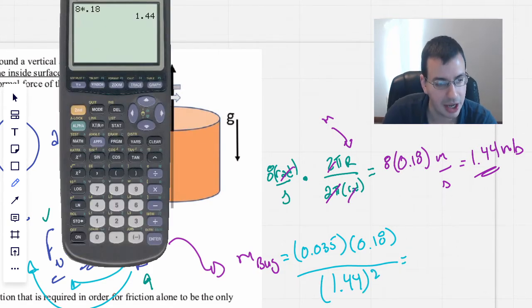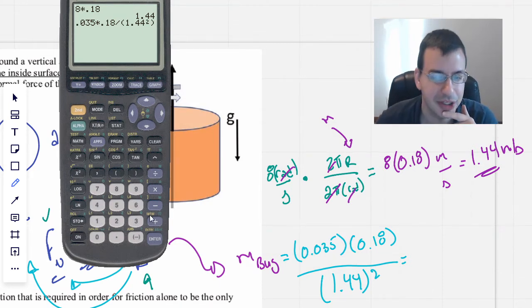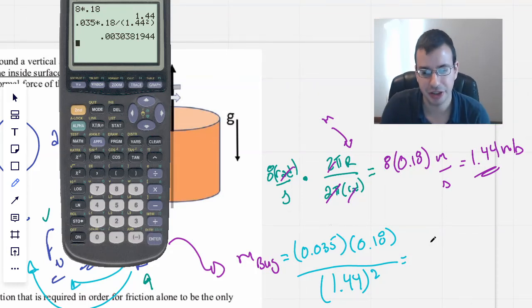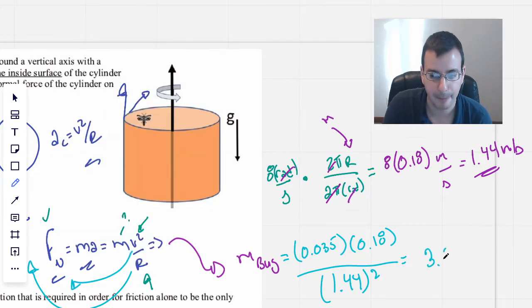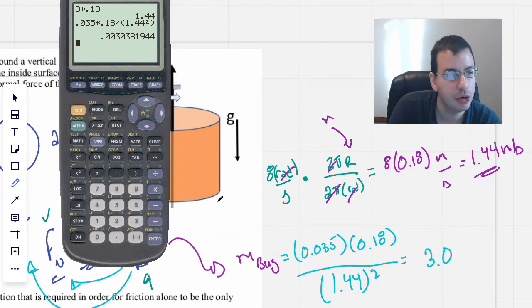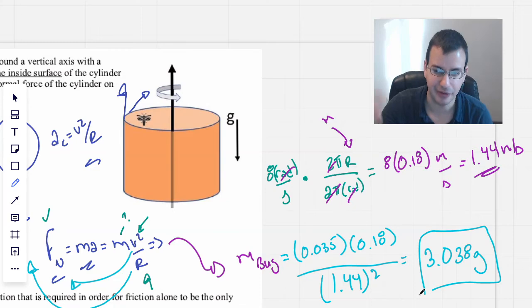Going back to our calculator, I have 0.035 times 0.18 divided by the quantity 1.44 squared. I don't know if I have to do the quantity, but I don't want to take my chances. I'm not quite sure how the order of operations works with a TI-83 calculator. That gives 3.038 grams. I converted it to grams instead of writing 10 to the negative third kilograms.